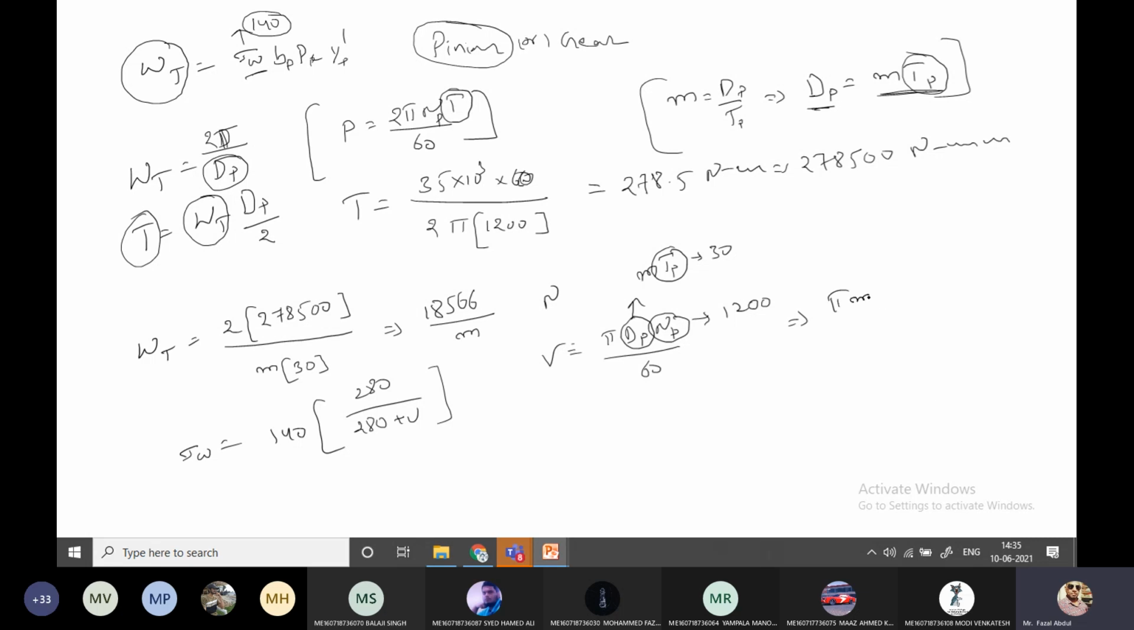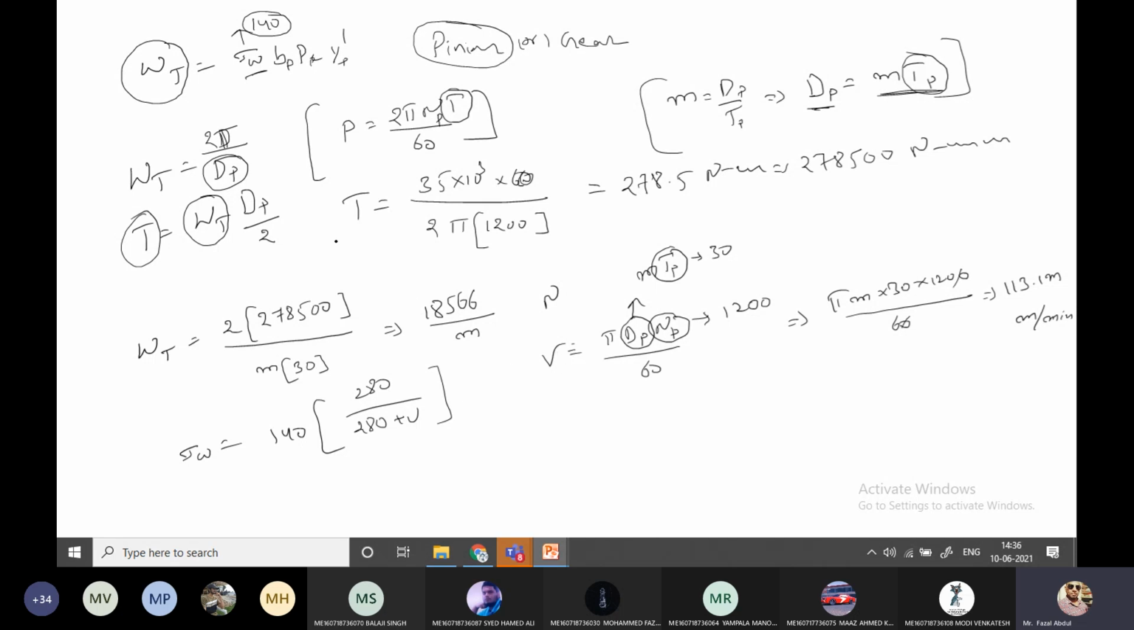Now tell me the V, how much velocity? This is pi into m into 30 into 1200 by 60. How much, Babu? The answer in terms of module, meter per second or meter per minute. So here I am writing 113.1 module meter per minute, because the question itself mentioned meter per minute.